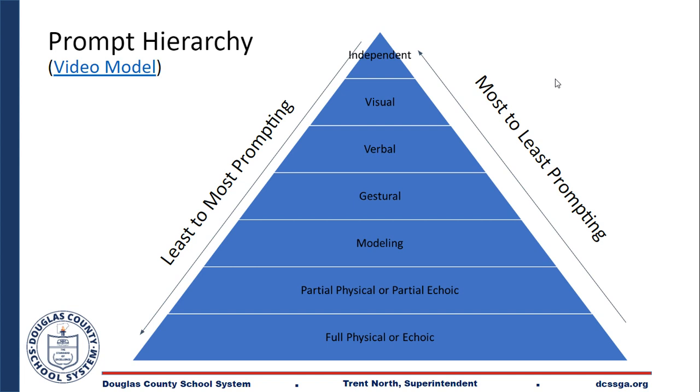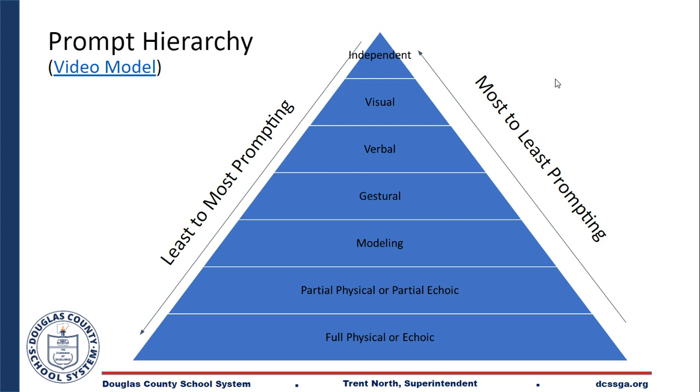In a gestural prompt, the instructor points to a correct response. The learner then responds, ideally by following the gesture. In a verbal prompt, a verbal cue is given which will help the learner to respond correctly. In a visual prompt, the instructor presents visual instructions such as words or pictures to help them respond to an instruction correctly. And an independent prompt, of course, is when no prompting is provided. The learner must respond without help from the instructor.